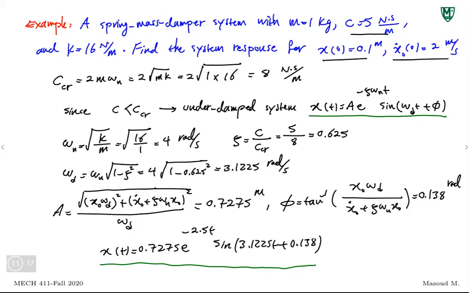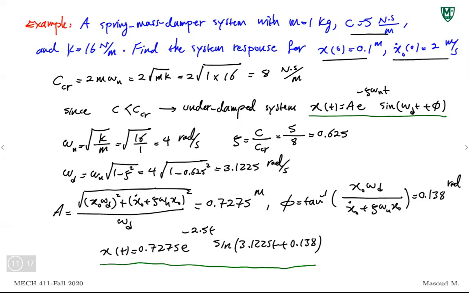So with these kinds of problems, you always start from what type of system you have by looking at the relationship between C and C critical, and then take it from there. The rest is just plugging in the values. Let me stay here if you're taking notes.